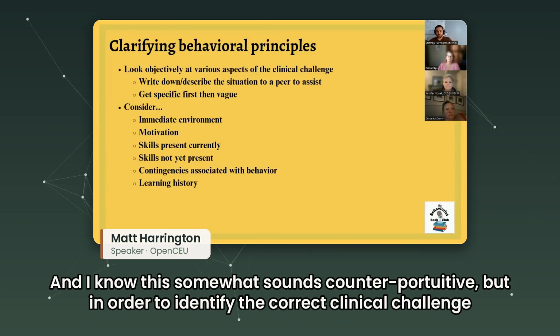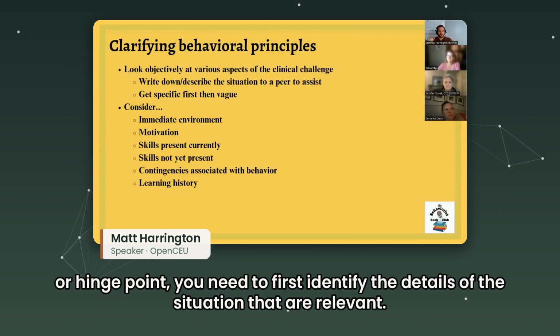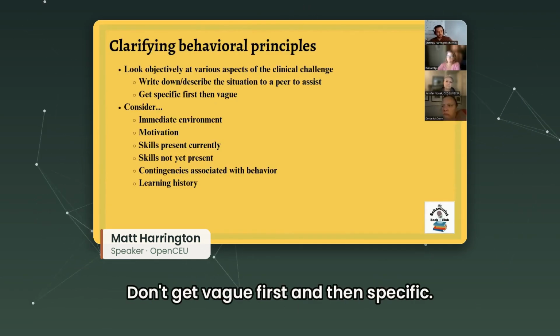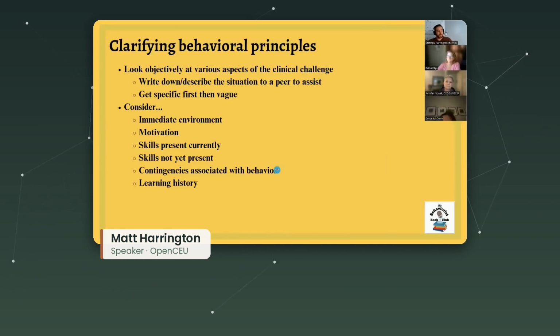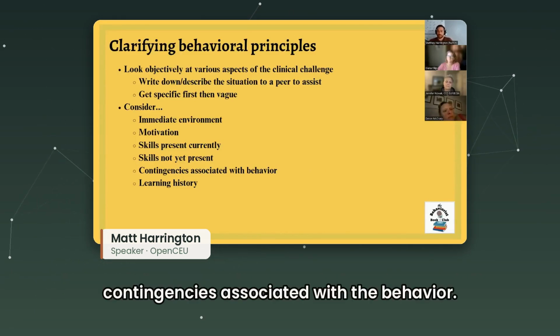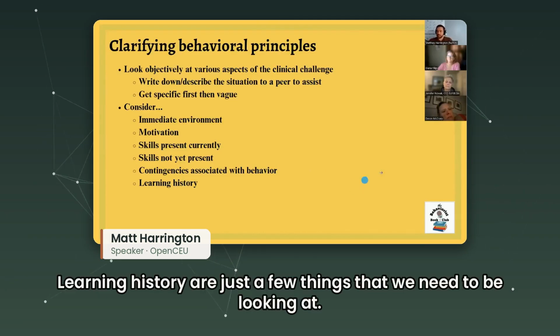I know this somewhat sounds counterintuitive, but in order to identify the correct clinical challenge or hinge point, you need to first identify the details of the situation that are relevant. So get really specific before you get vague. Don't get vague first and then specific. And I'll show you some examples. You want to consider the immediate environment, the motivation, the skills present and not yet present, contingencies associated with the behavior, and learning history. Those are just a few things that we need to be looking at.